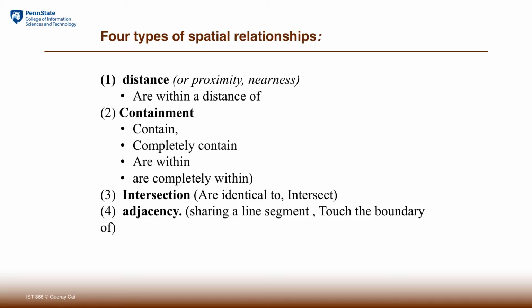And the third group of spatial relationships talks about intersection. And intersection includes if two things are completely identical, or they partially intersect, or they just cross, and sometimes they are partially overlapping. So intersection involves any of the collection of points that share common point sets.